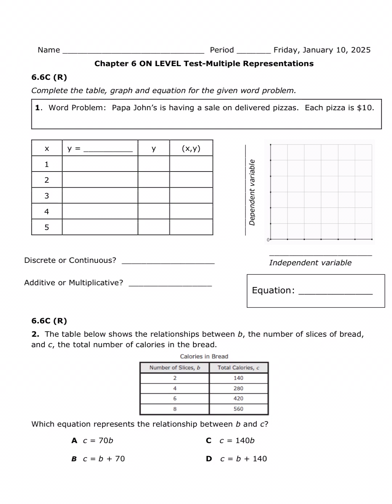Number 2, the table below shows the relationships between B, the number of slices of bread, and C, the total number of calories in the bread. Which equation represents the relationship between B and C? A, C equals 70B. B, C equals B plus 70. C, C equals 140B. D, C equals B plus 140.